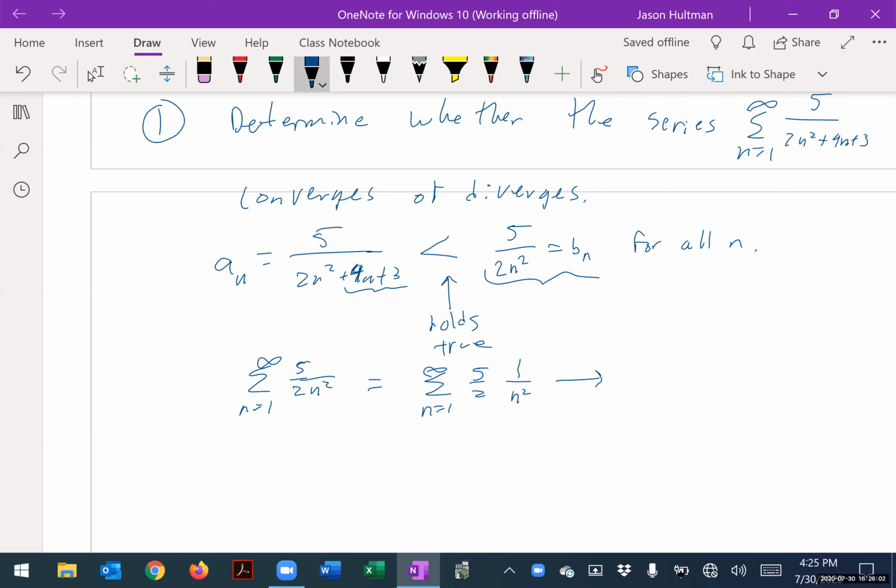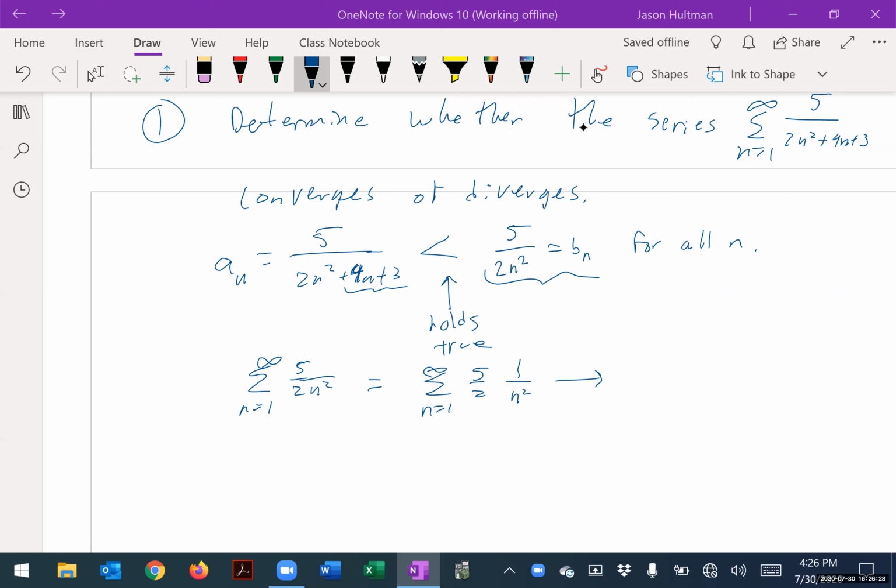You've got a 50-50 shot at this, right? Does that converge or diverge? If you're a betting person, what would you place your bets on? Converge or diverge? Yep, there you go. It converges by the p-series test.